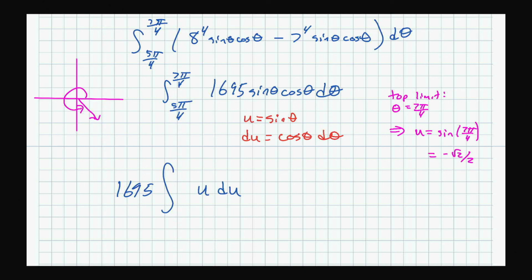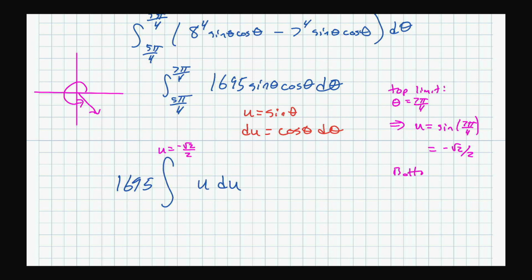You could use a calculator for it. But you could use that as your top limit, and then you never have to go back to theta. Now your bottom limit, same thing, theta was 5 pi over 4. So u would be sine of 5 pi over 4, which is down here. It's a 45-degree angle in this quadrant, and also the y value is negative. It's also going to be negative square root 2 over 2.